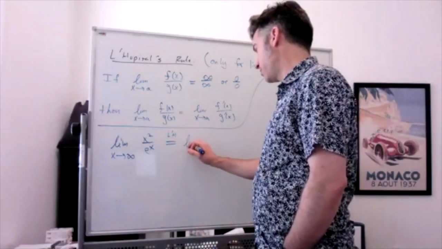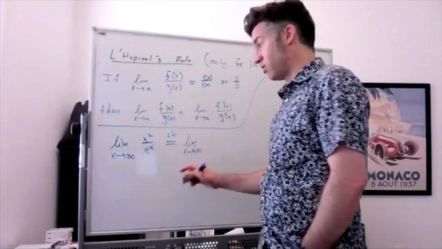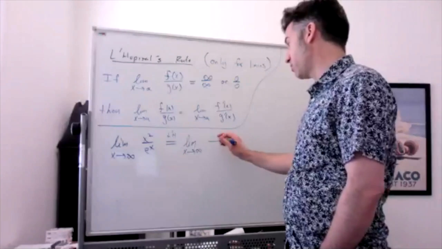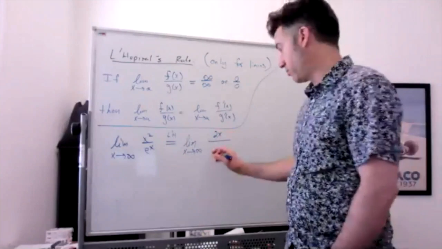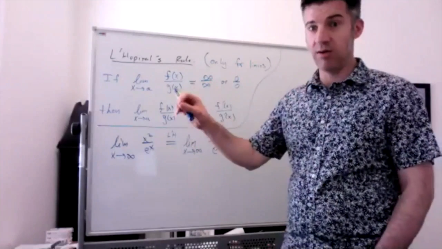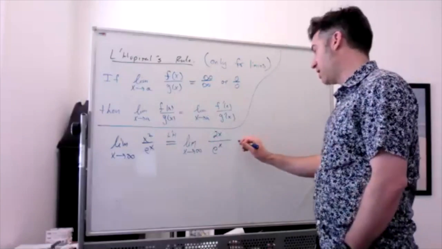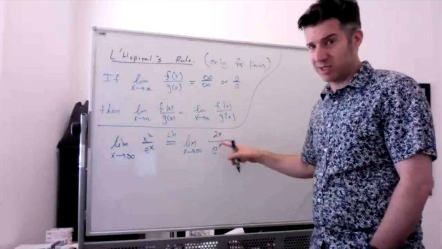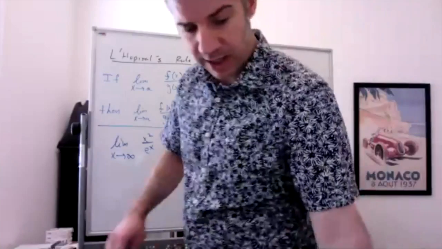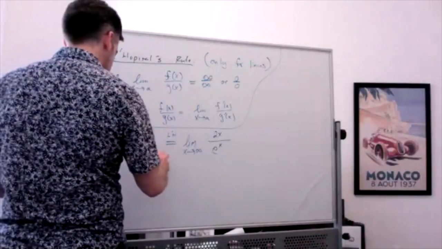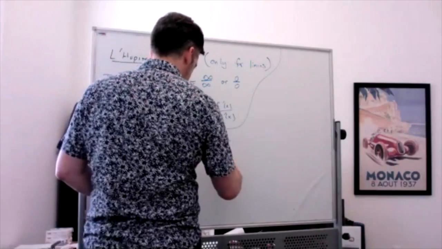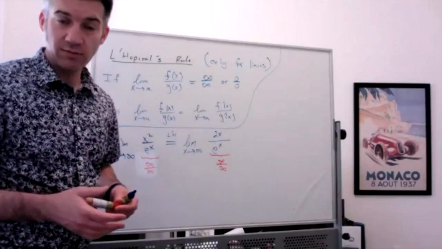So then we still have a limit. When using L'Hopital's rule, it's always going to equal the limit. And now we're going to do the derivative of the top, which is 2x, and the derivative of the bottom, which is e to the x. All right, we're not using the quotient rule here. It's literally just the derivative of the top part over the derivative of the bottom part. So then, as x goes to infinity, 2x is still going to infinity. And as x goes to infinity, e to the x is still going to infinity. So just like this was an infinity over infinity type, this is also an infinity over infinity type. So we use L'Hopital's rule again.